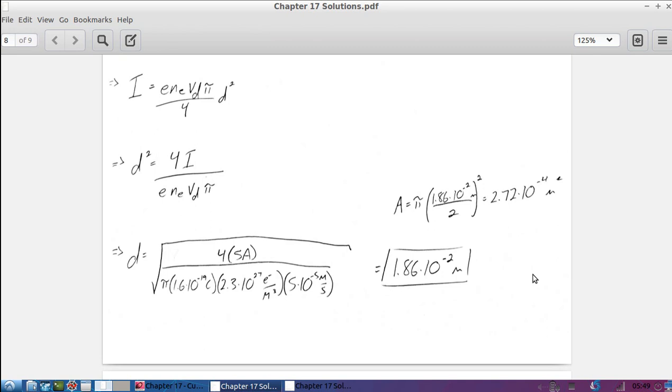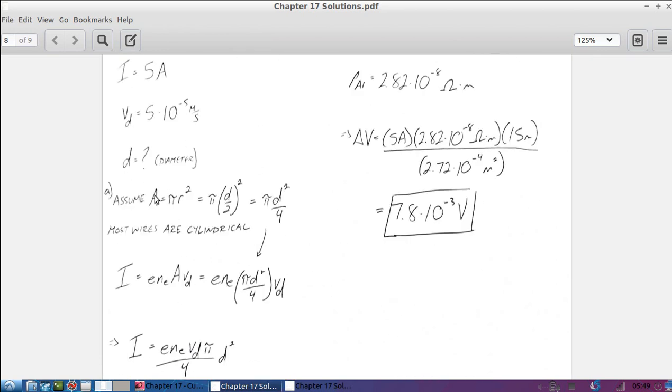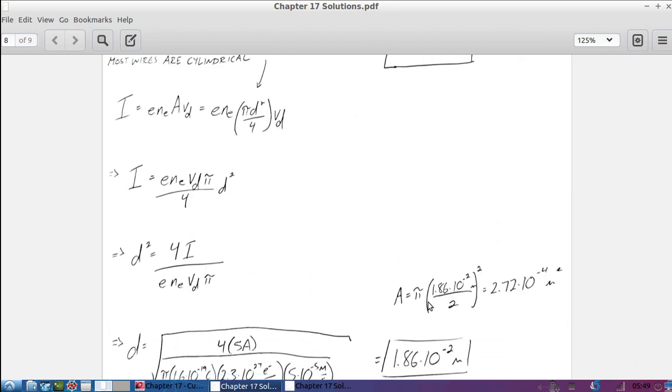So for the next part, I'm going to need the area, right? Maybe I don't recognize that now, but I calculated the area just in case, right? So I came back to my expression for the area here and substituted in for the diameter, and I got 2.72 times 10 to the negative 4 square meters.